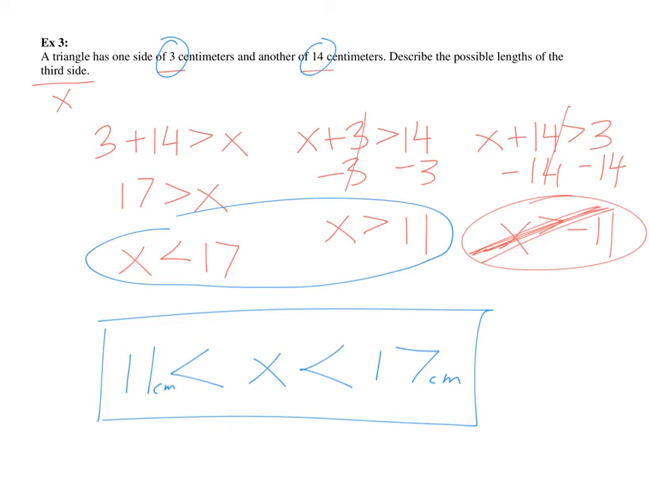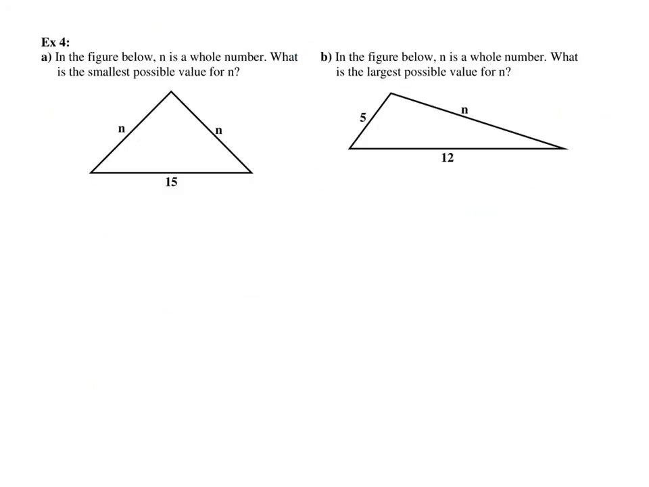Let's go on to another example. In the figure below, n is a whole number. What is the smallest possible value for n? Okay, let's come up with all the different scenarios here.